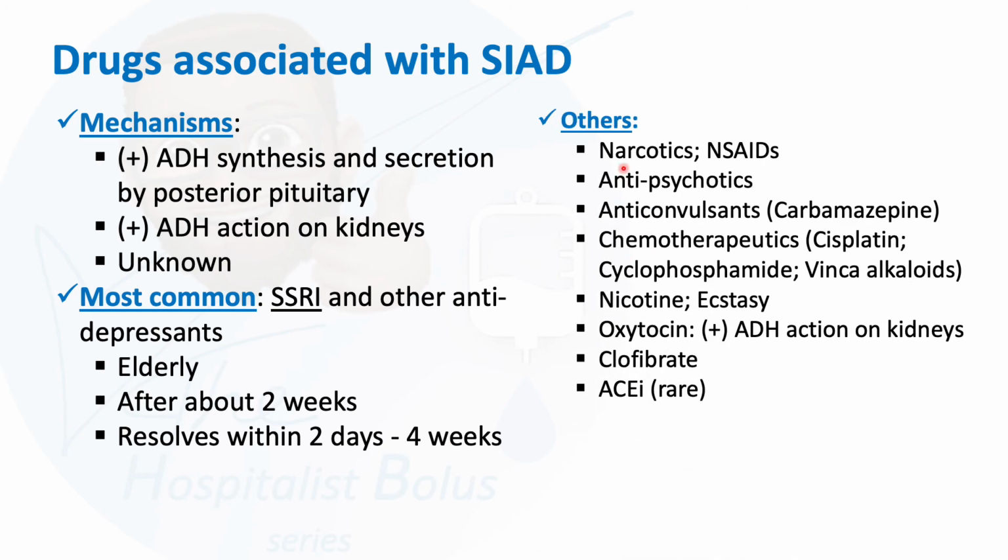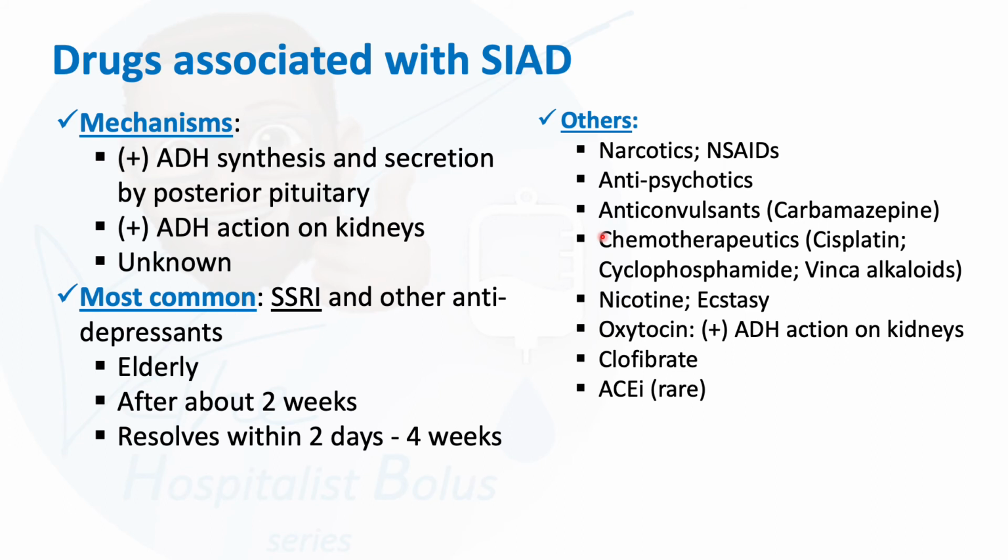Again, unfortunately, the list is really long. There are a lot of medications that could be associated with hyponatremia and SIAD, so you need to check the FDA label or the pharmacokinetics and the side effects of these medications. Pain medications, narcotics and NSAIDs, antipsychotics, anticonvulsants, especially carbamazepine. We talked about the chemotherapeutic agents in patients with cancer. Nicotine, ecstasy, oxytocin might stimulate the ADH action on the kidneys. Clofibrate and ACE inhibitors are known to cause it, but it's rare.